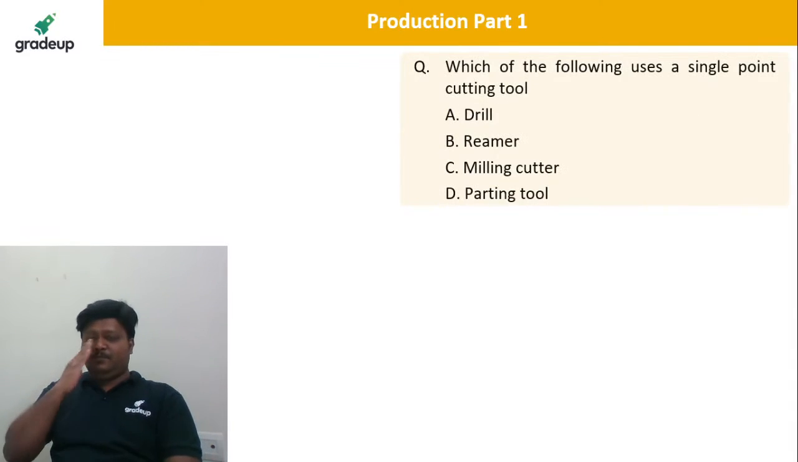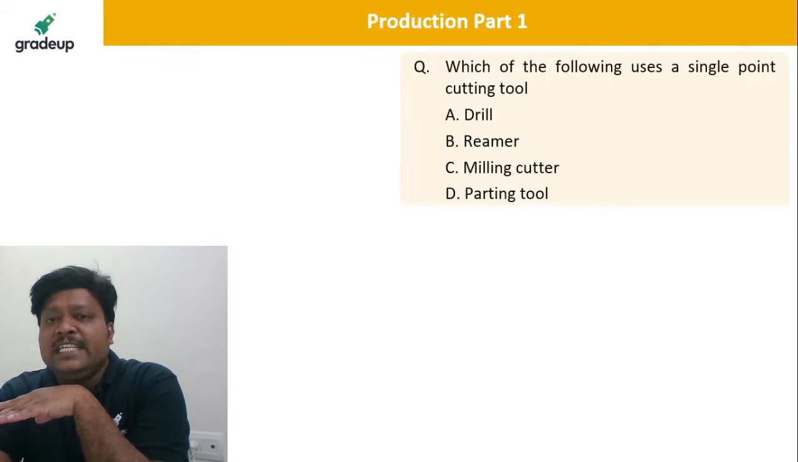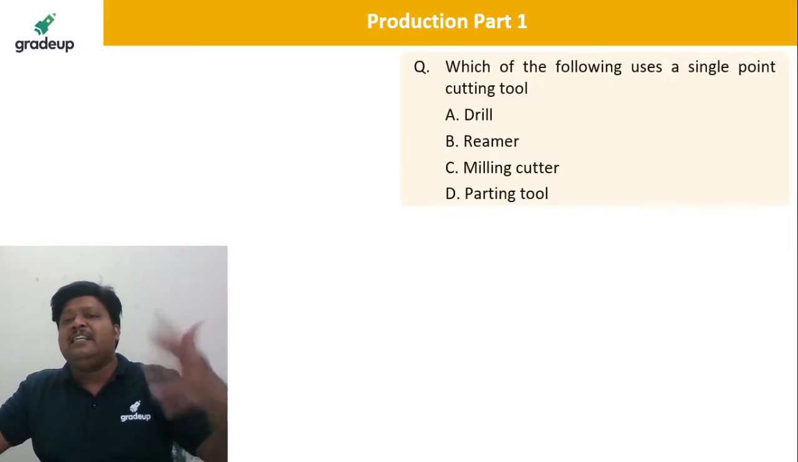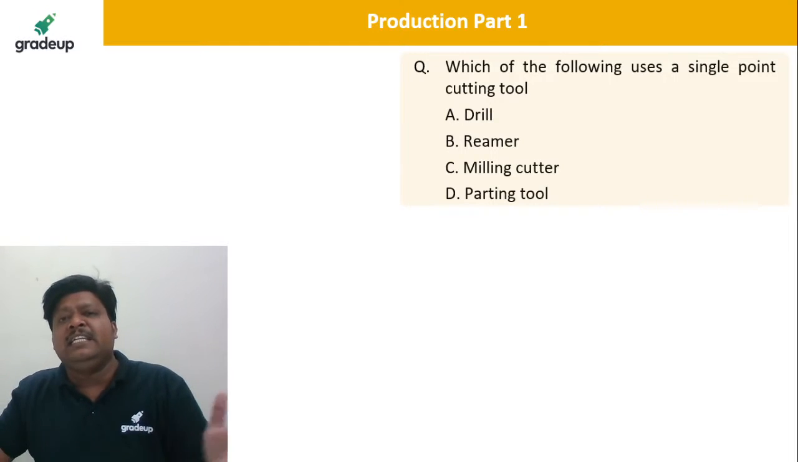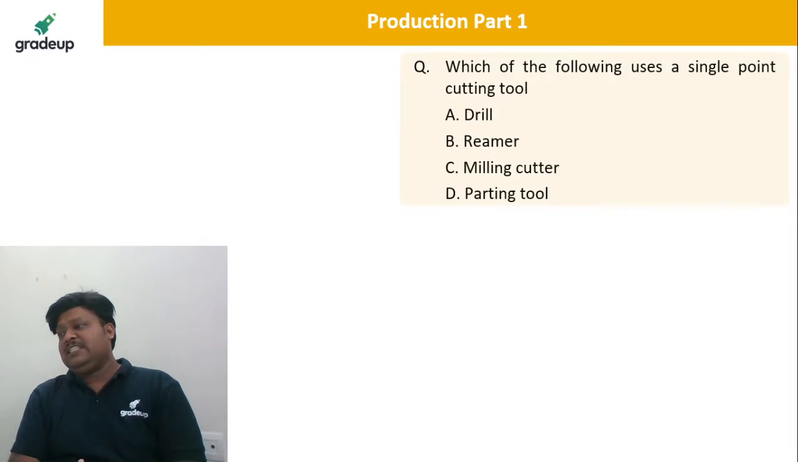Next. Which of the following uses a single point cutting tool? Tell me. A drill has 2 cutting edges. A reamer also has an even number of cutting edges. A milling cutter has n number of teeth. Tell me what is the correct answer.